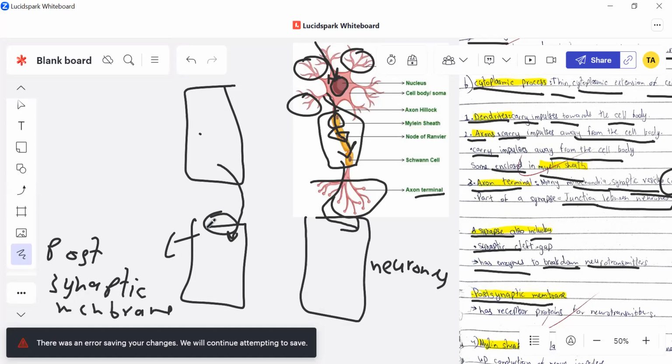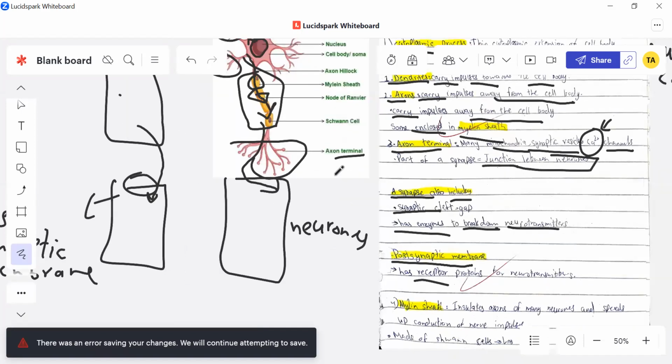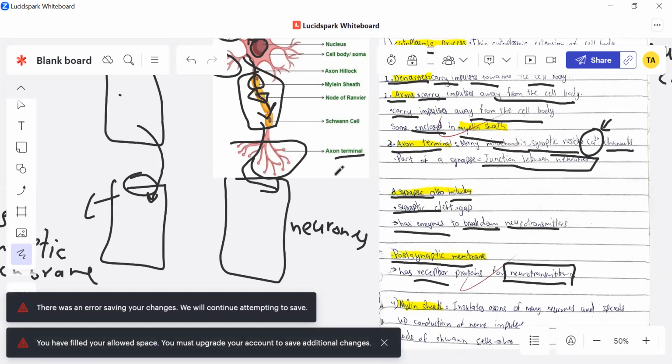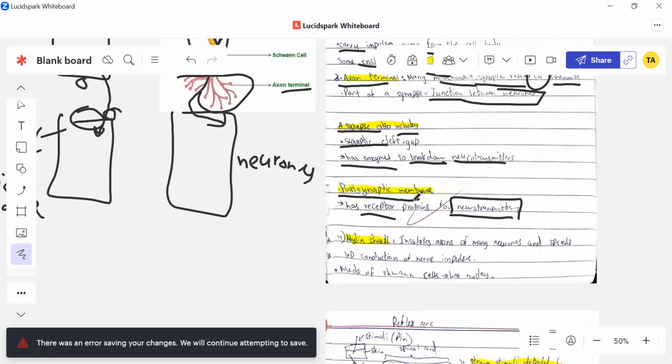All right. And this postsynaptic membrane has receptor proteins for neurotransmitters. So these neurotransmitters can bind to the receptors present on the postsynaptic membrane, and then the impulse will be carried forward.